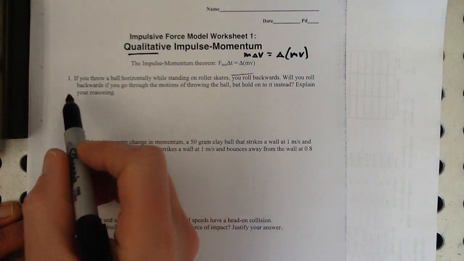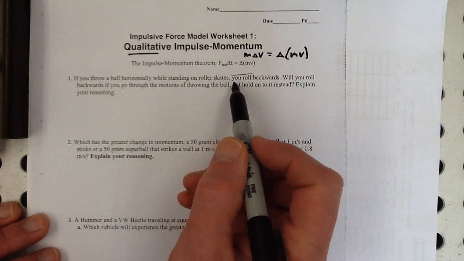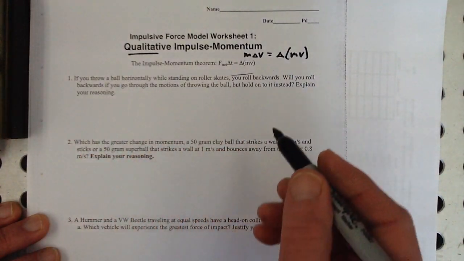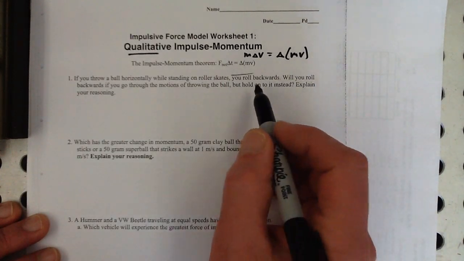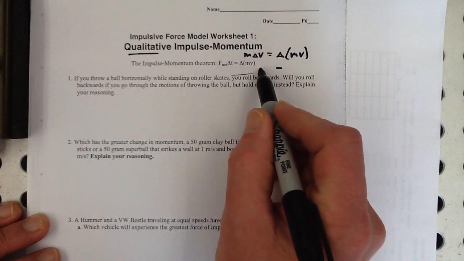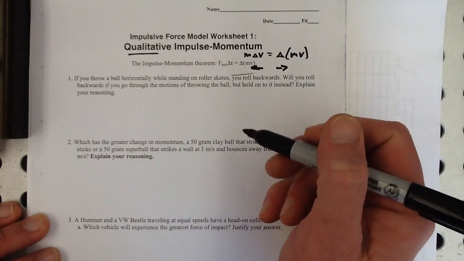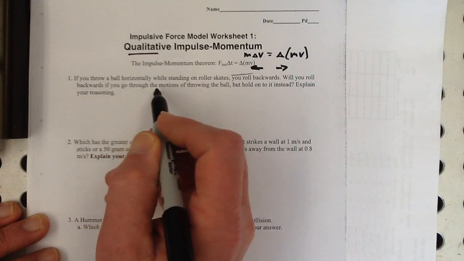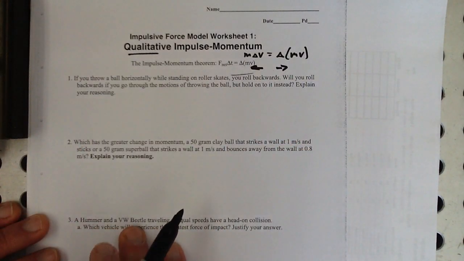All right, so how about this number 1? If you throw a ball horizontally while standing on roller skates, you roll backwards. Why is that true? It's kind of like a recoil effect, same as if you're holding a rifle up against your shoulder and you fire the rifle, bullet comes out this way, and you feel that kickback from the rifle. So will you roll backwards if you go through the motions of throwing the ball but hold on to it instead? And explain your reasoning.